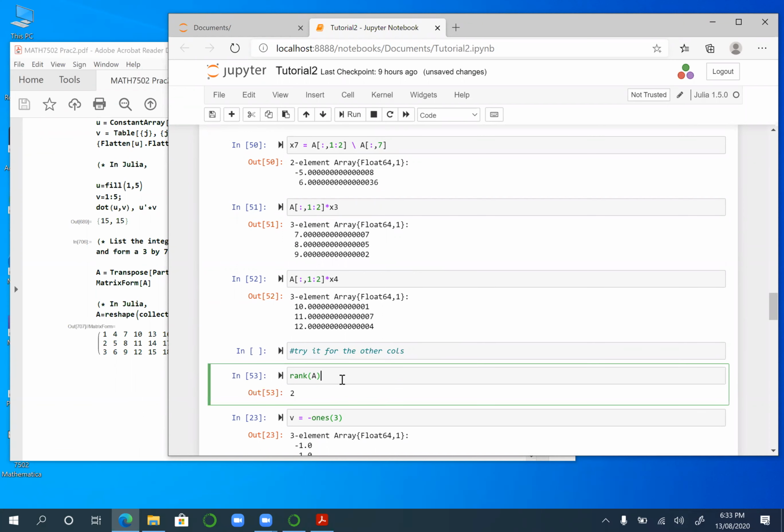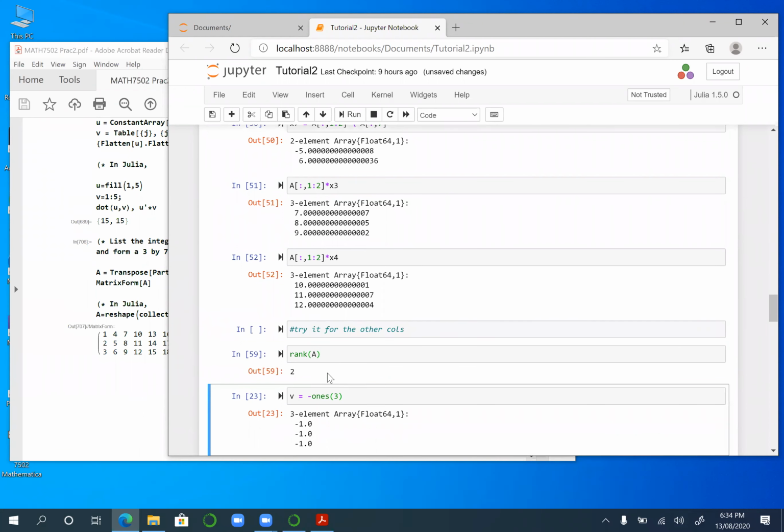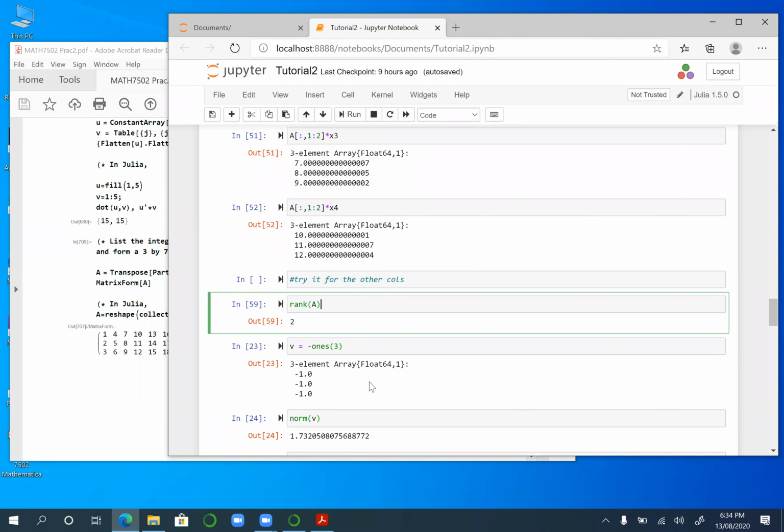Okay, now here, rank is 2. Now I don't know whether I said earlier, but the dimension of the row space equals the dimension of the column space, and we call this the rank of the matrix, okay? So that's unambiguous, right? Because those two things are equal.